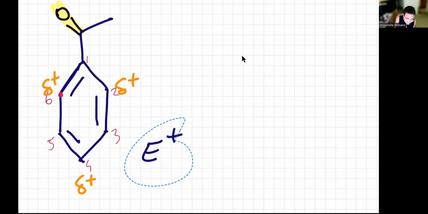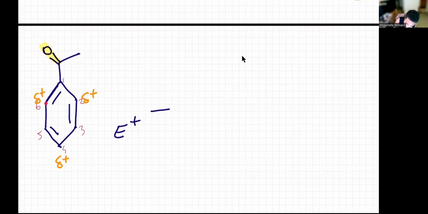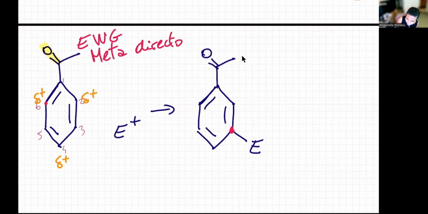So that means the only possible product we're going to get is the electrophile being added at the meta position. So this C=O double bond is an electron withdrawing group, which is a meta director, so it adds any group at the meta position.